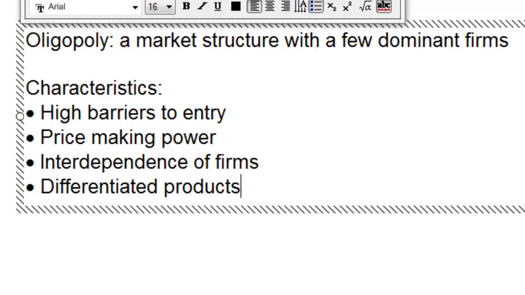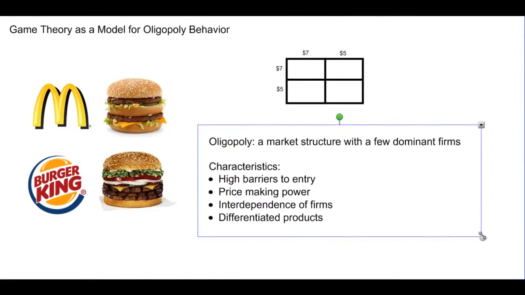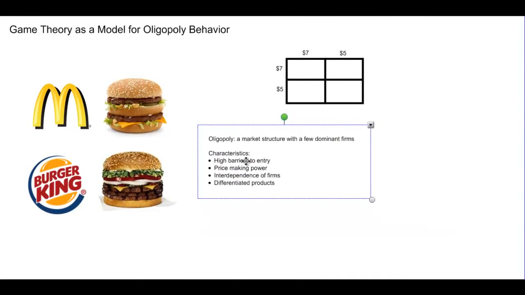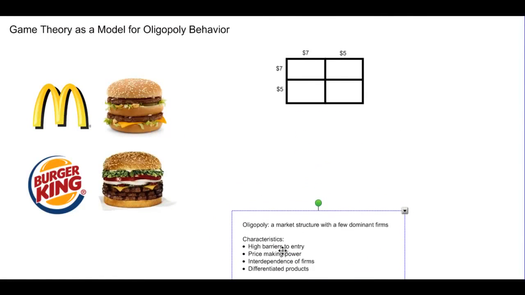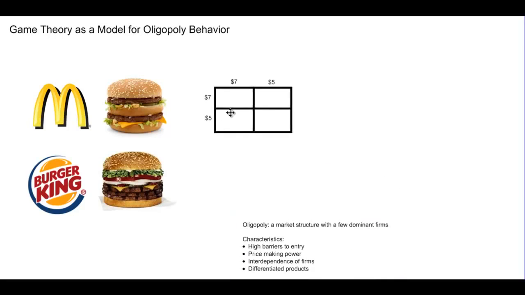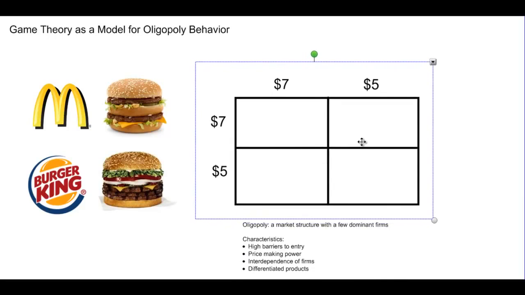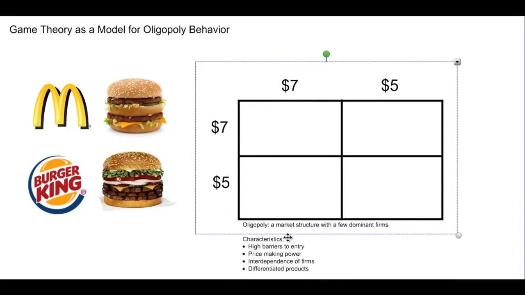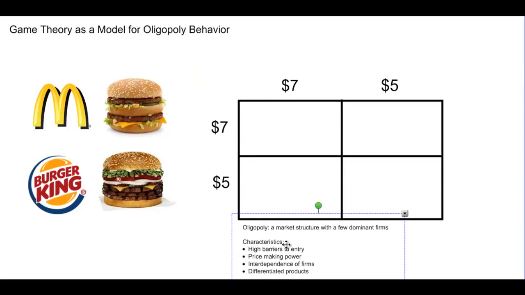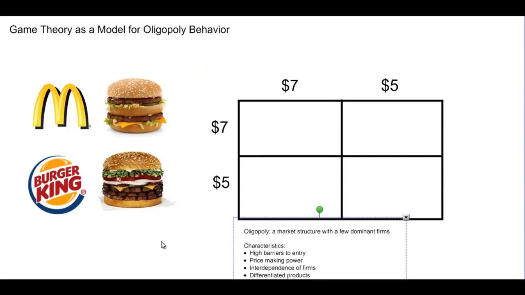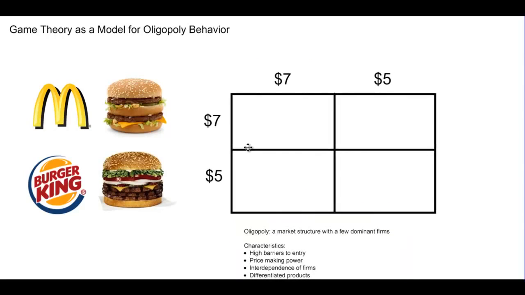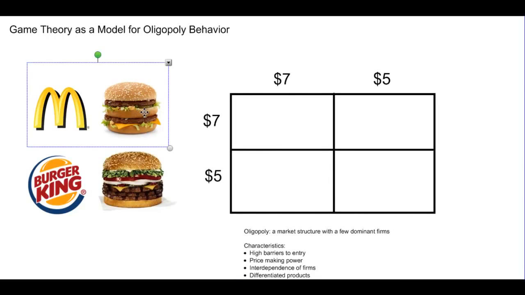So with these characteristics in mind, we're going to now begin our analysis of oligopoly behavior using a tool that economists and mathematicians refer to as game theory. Today we're going to be studying the behavior of two firms, McDonald's and Burger King, in the market for hamburgers. The firms have a decision to make. They must decide whether they're going to charge $7 for their meals or $5 for their meals. Both the decisions of McDonald's and Burger King will be represented in a table known as a payoff matrix.